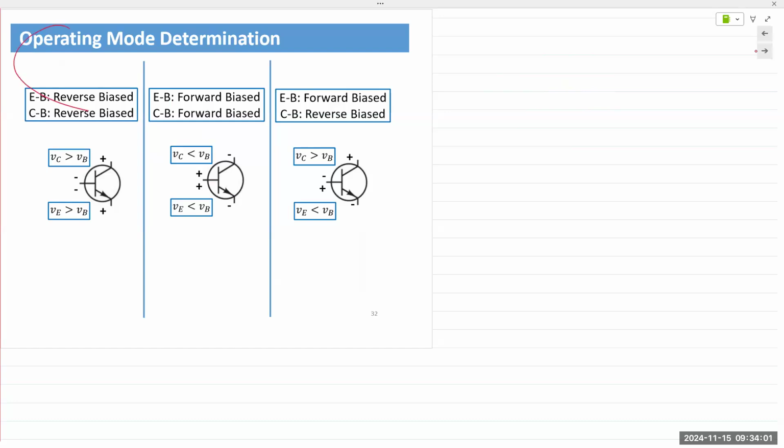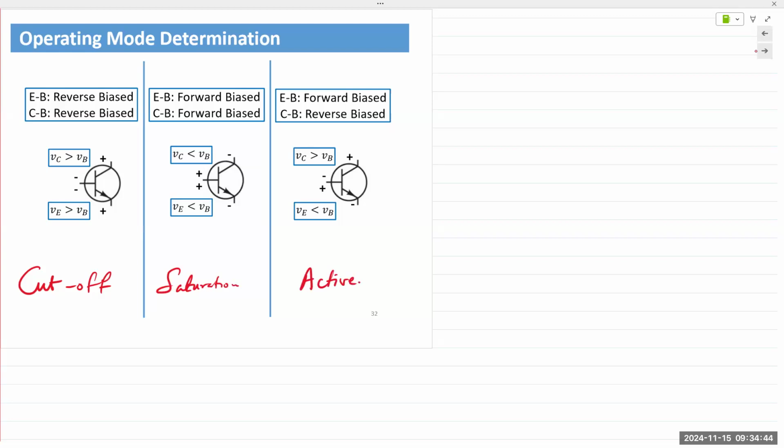We already discussed the different operating modes. The reason I bring this up is because before we solve the examples, I just want to show how the voltages are related to each other and how we can determine the region of operation based on the values of these voltages. So if both junctions are reverse bias, we know the transistor is in cutoff. If both junctions are forward bias, the transistor is in saturation. And if emitter base is forward bias and collector base is reverse bias, then it's in active mode.